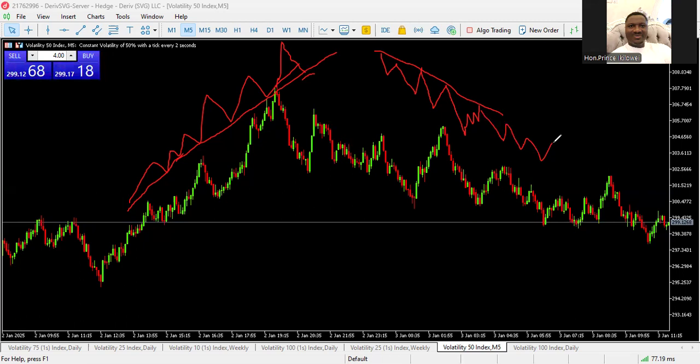Price must do a trend. An uptrend is when price makes a series of higher highs and higher lows. That's an uptrend. A downtrend is when price makes a series of lower lows and lower highs. A downtrend. So how many of you get what I'm saying? If you get what I'm saying, say yes, yes, yes.